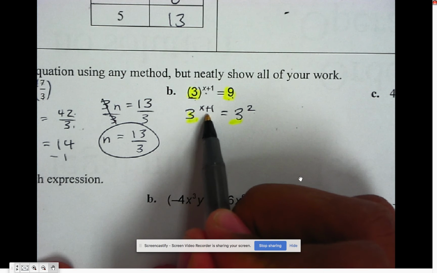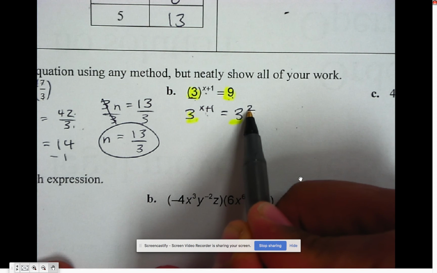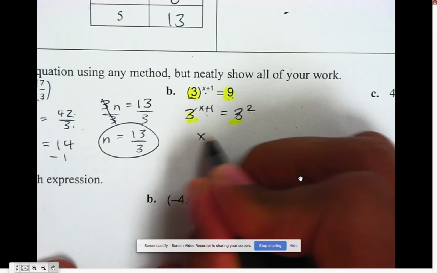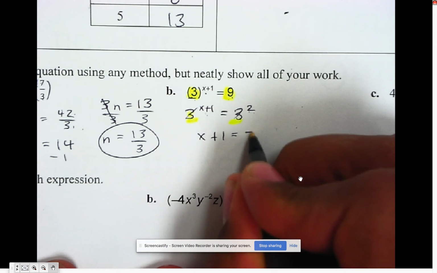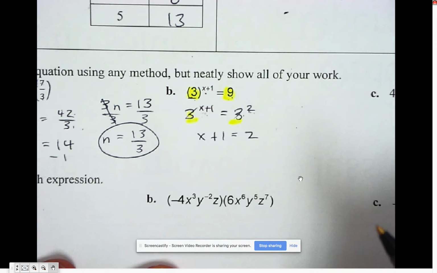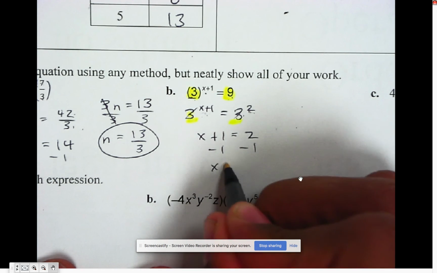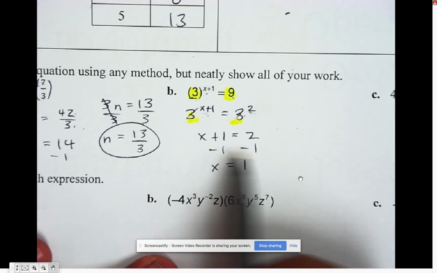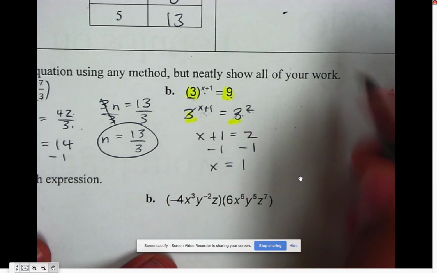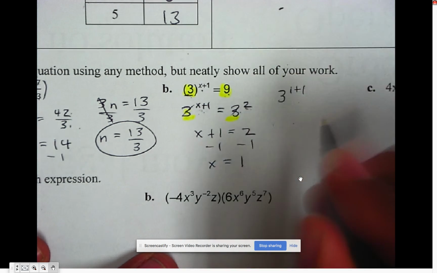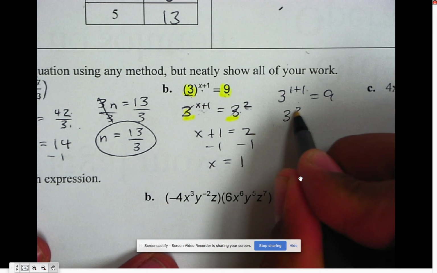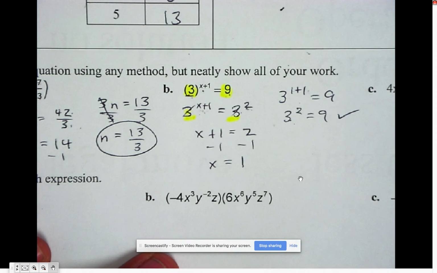That must mean that x plus 1 has to be equal to 2. So basically what happens is I can just take out the 3's and write the equation as x plus 1 equals 2. Because in order for this equation to be true, the exponents have to be equal. So now I just subtract 1, and x equals 1. And if you think about it, I'm going to plug it in and show you what I mean. So I plug that 1 back into the equation to check. I plugged in the 1 for x. And now 1 plus 1 is 2. And we know that 3 squared is 9. So you know that it's right.